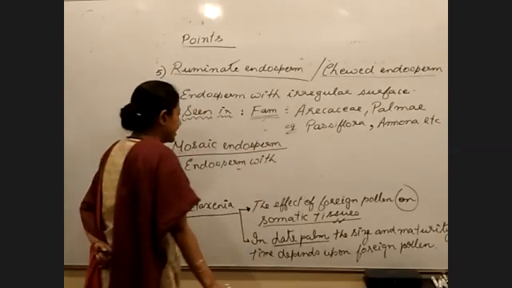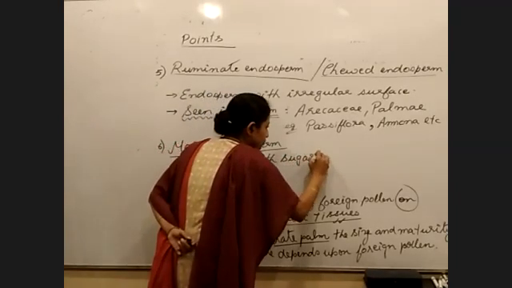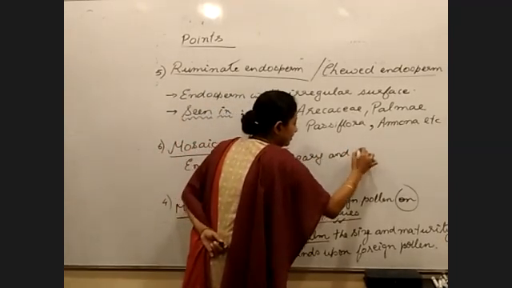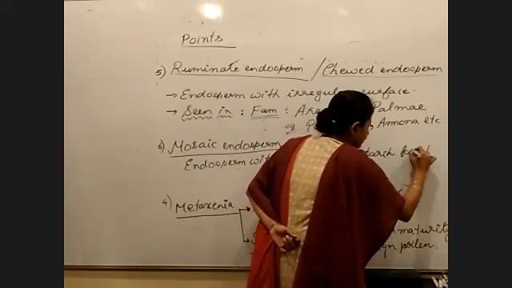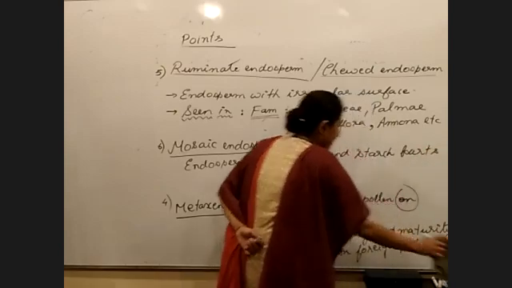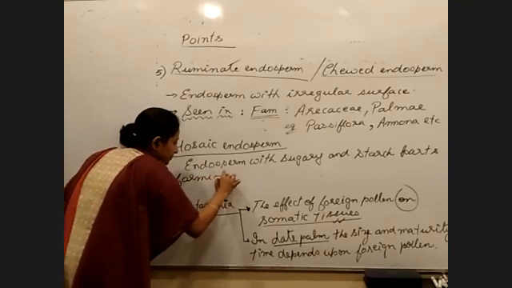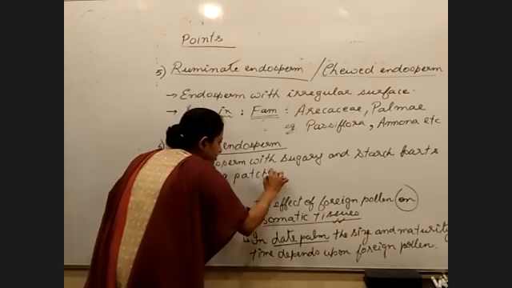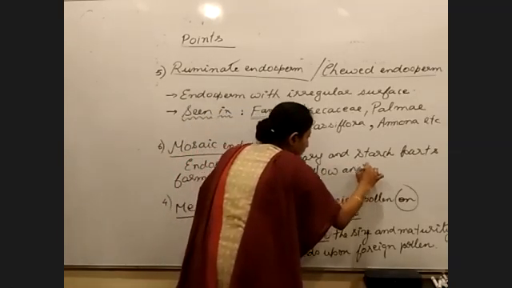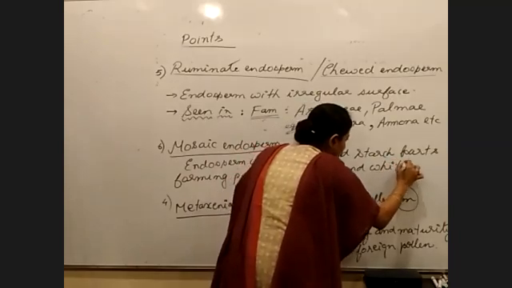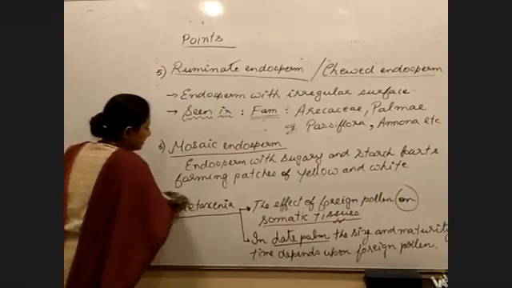Another term that is mosaic endosperm, an endosperm with sugary and starchy parts forming patches of yellow and white. So this is called as a mosaic endosperm.